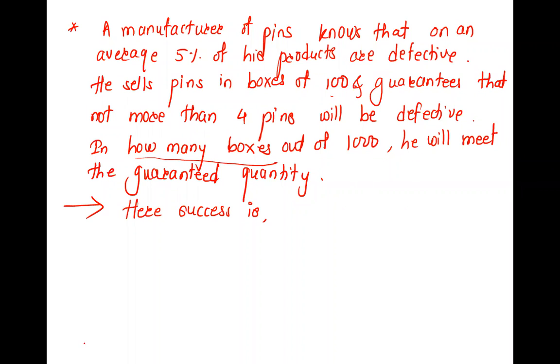What does it mean to meet the guaranteed quantity? What is the guarantee? He guarantees that not more than 4 pins are defective. So what is the success here? He will meet the guaranteed quantity, which means whatever guarantee has been given will be fulfilled. But what guarantee has been given? That not more than 4 pins will be defective. So what is the success?